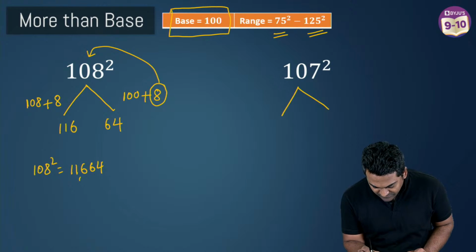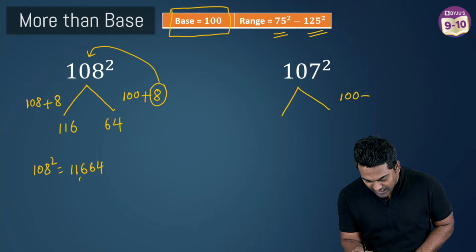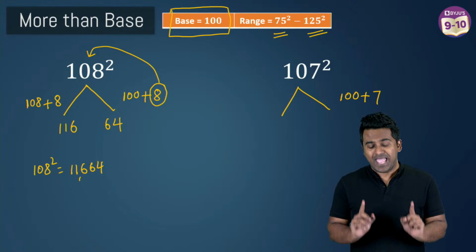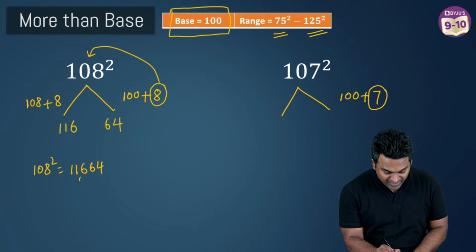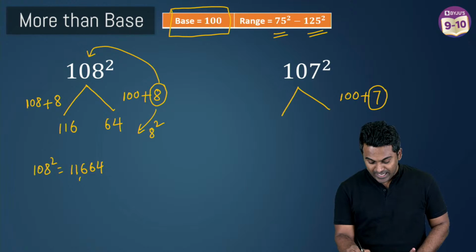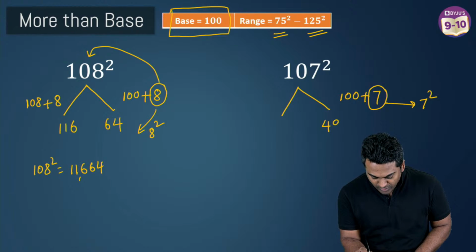So 107 square, again, using the base of 100, I will be able to write it like 100 plus 7, right? That's the first easy step. What do I do now? I will take the square of this number. What is going to be the square of 7? Let me just write that down here as well. The 64, how do I get it? This is 8 square. And now I will take the 7 square and write it down here, 49.